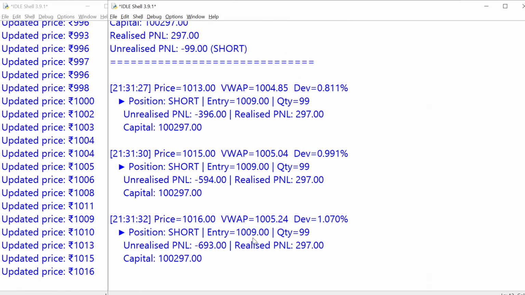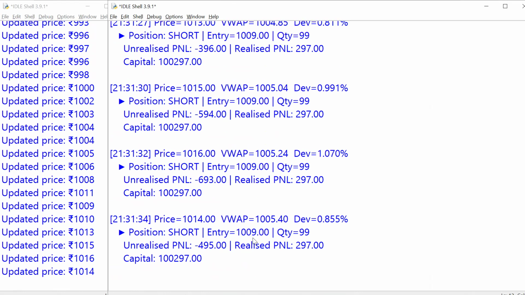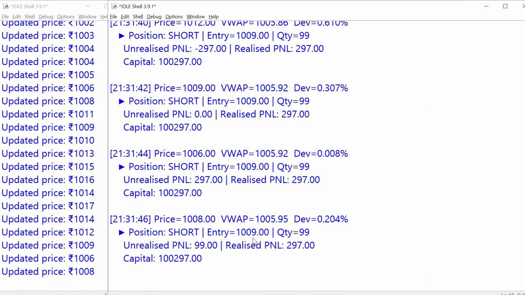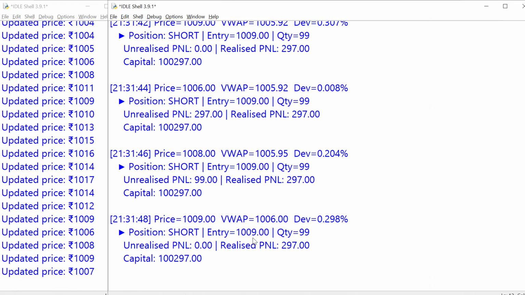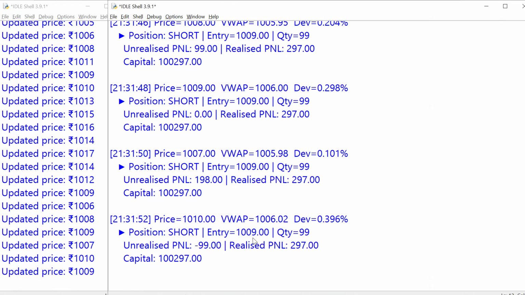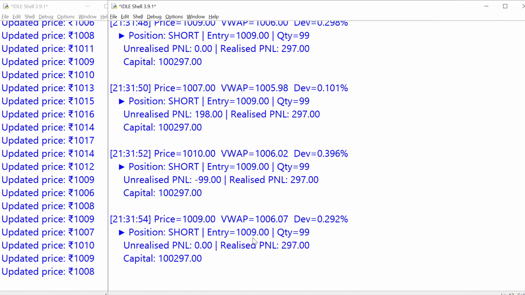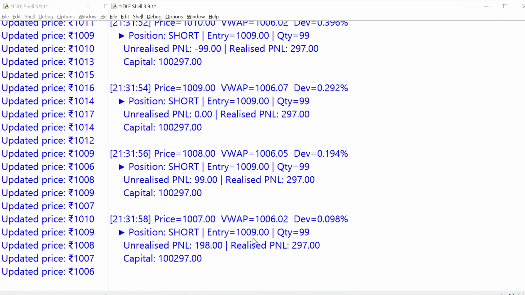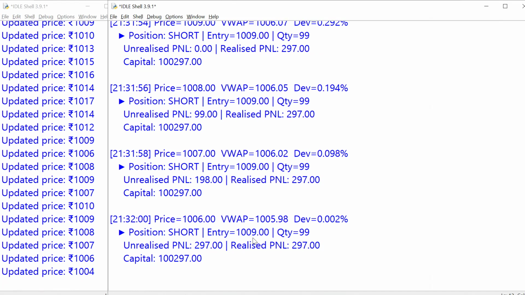The unrealized, we are in a short position because the price is above VWAP. The current price is above VWAP. The VWAP is at 1005. Okay, we book the profit. Again, we are in a short position because the price is above VWAP. So currently we are in a realized profit of 300 and unrealized of 200.